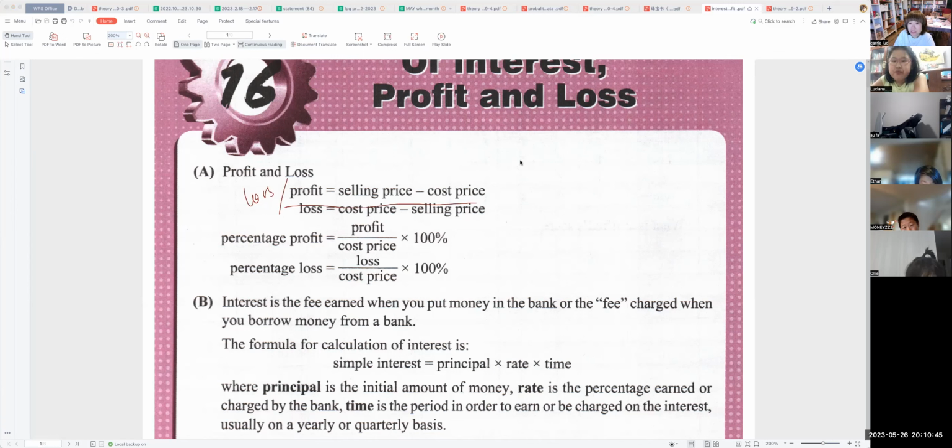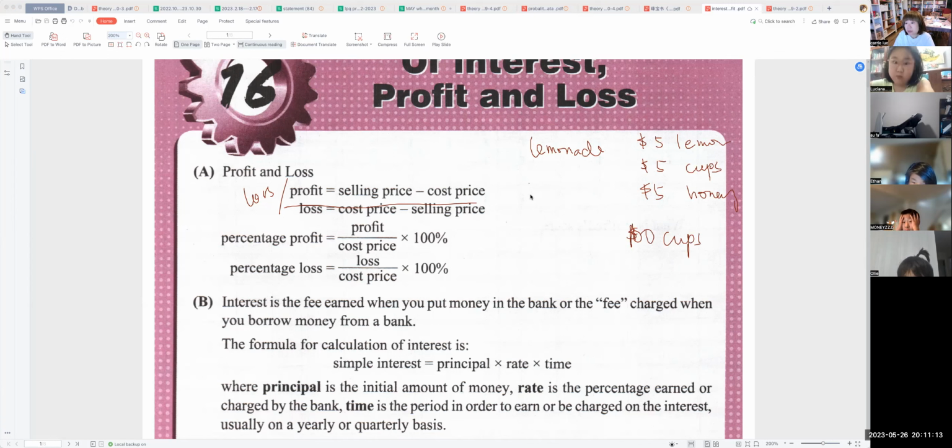Okay, so let's use Ethan's example. So Ethan is thinking about selling lemonade again, okay, this year. And he bought $5 of lemons, $5 of cups, and $5 of honey. And he makes 100 cups. But you know what? That day, nobody came out because it was raining heavily.